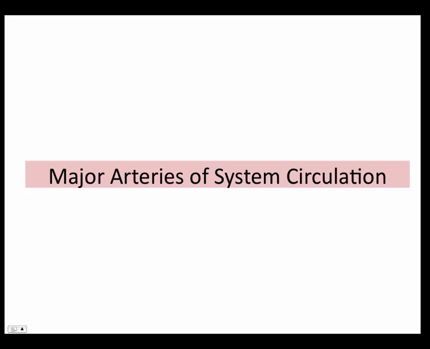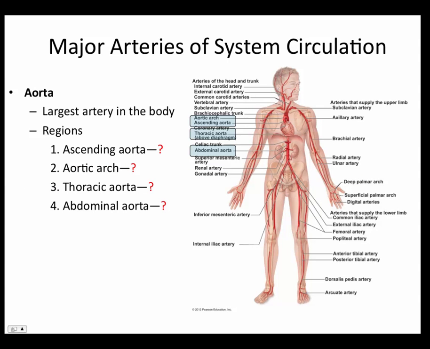So let's start off by going over the major arteries of your systemic circulation. The very first one that we're going to look at is the aorta. The aorta is the largest artery in the body. And the aorta, once again, stems from our left ventricle. Let's just cut that in half. So from here, our left ventricle, when we have the contraction of our heart, we're going to force that blood here to our aorta, and that's going to go to the rest of our body.